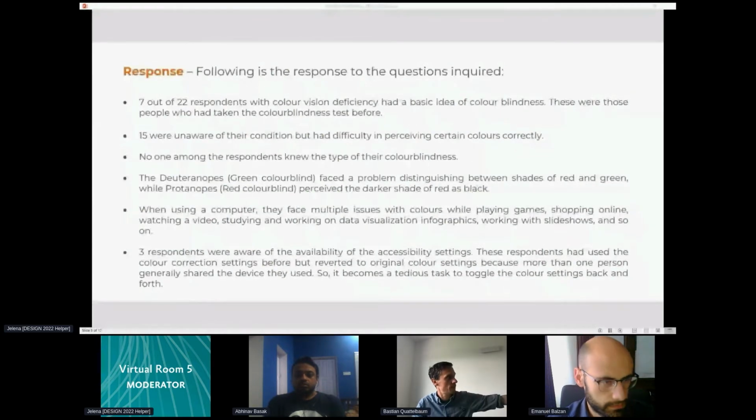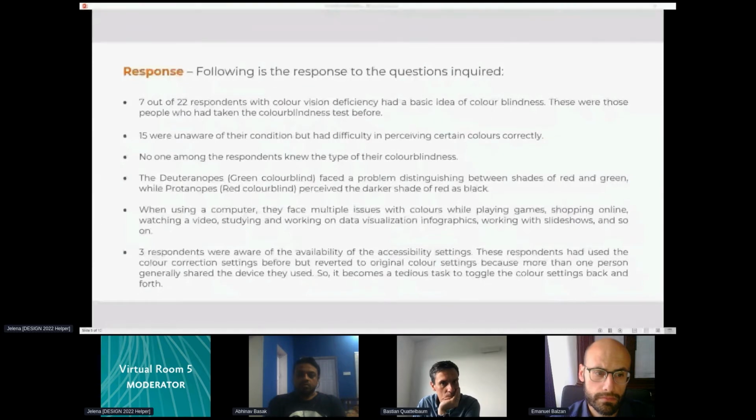7 out of 22 respondents had taken the colorblindness test before. The remaining 15 were unaware of their condition but faced difficulty in perceiving certain colors correctly. For example, green colorblinds had difficulty in distinguishing between shades of red and green, whereas red colorblinds perceived darker shades of red as black. No respondent knew the type of their colorblindness.